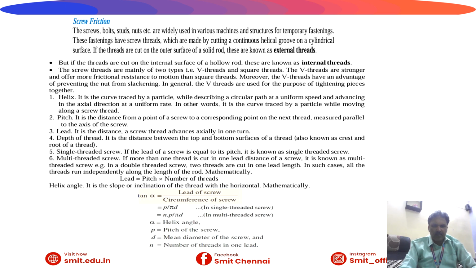Single threaded screw: if the lead of the screw is equal to the pitch, it is known as a single threaded screw. Multi-threaded screw: if more than one thread is cut in one lead distance of a screw, it is known as a multi-threaded screw. An example is a double-threaded screw, where two threads are cut in one lead length. In such cases, all the threads run independently along the length of the rod. That is, lead equals pitch times the number of threads. Then the helix angle formula we are using: tan alpha equals lead of the screw divided by circumference of the screw.